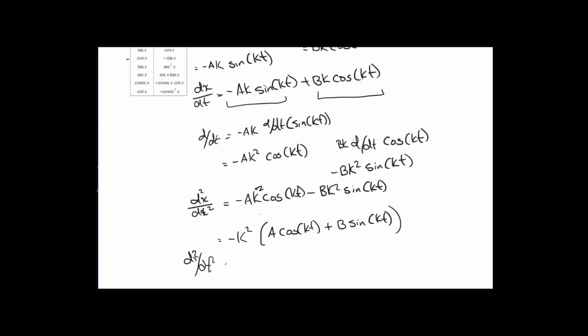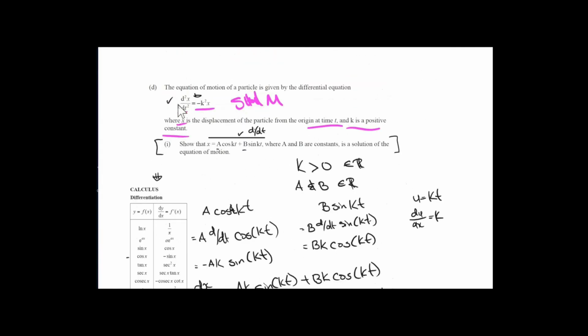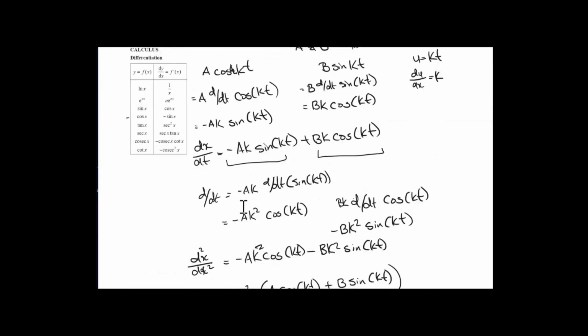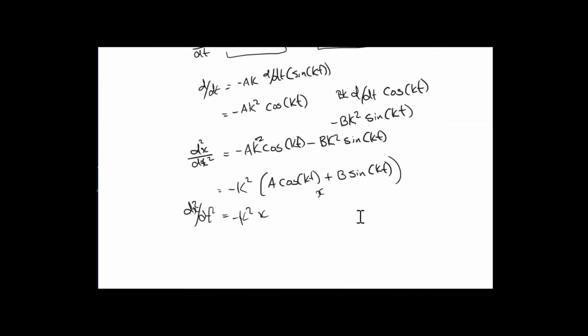Where were we? Okay, so when we do that, we can see that this is x. So this tells us that this second derivative here is minus k squared times x, which is what we had right at the beginning here. So yes, it is one of the solutions for that differential equation.